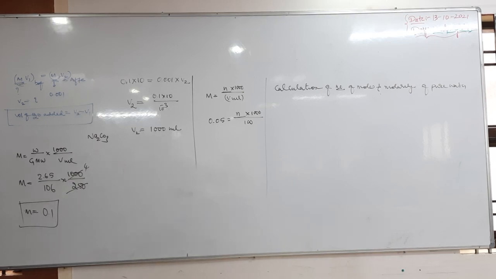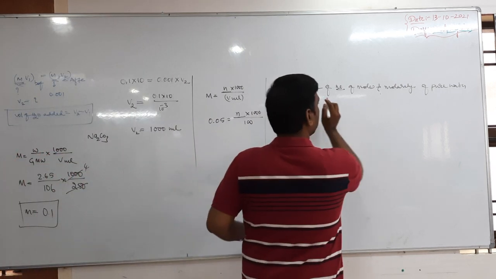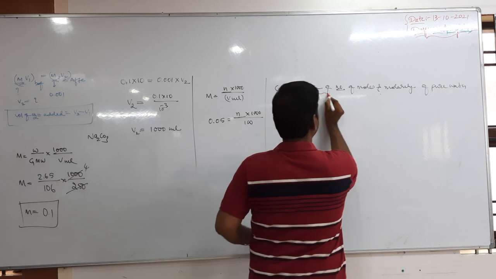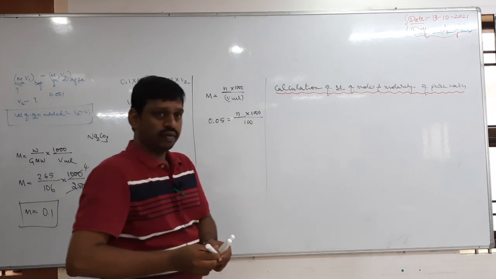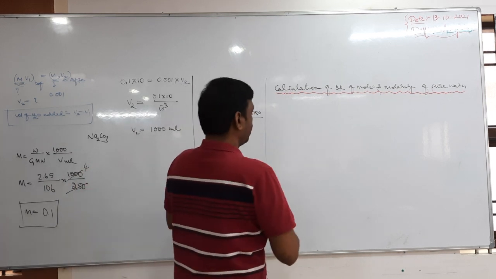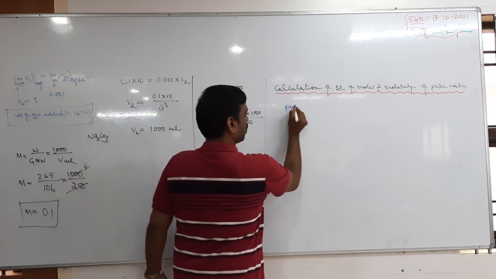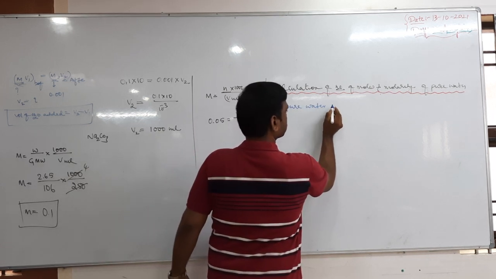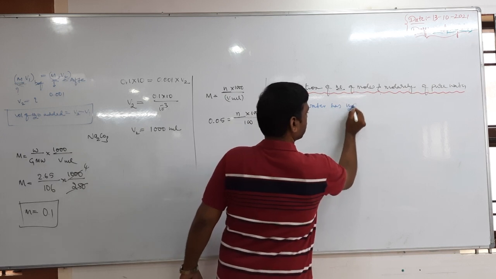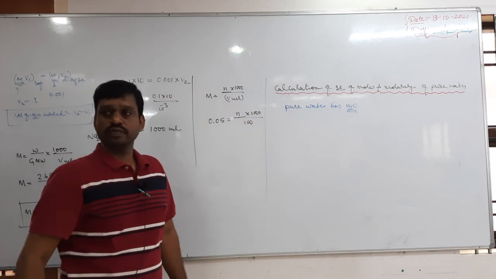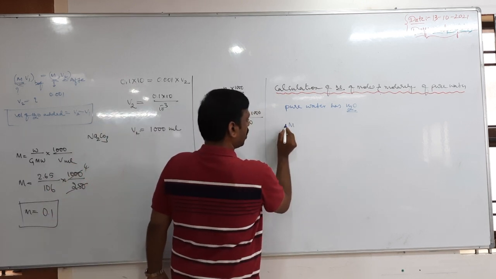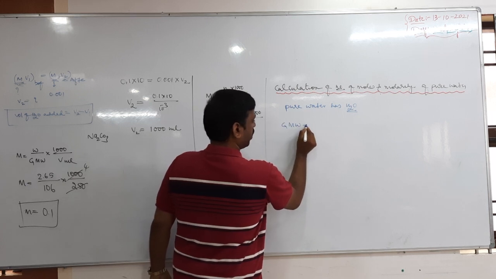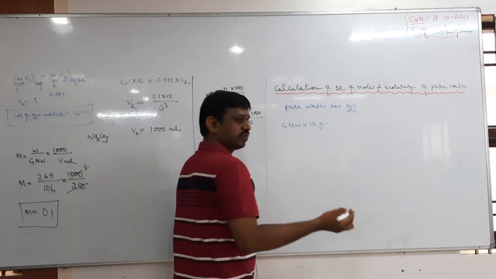Calculation of number of moles and molarity of pure water. Okay, tell me, we know that pure water has H2O, right? So what is its molecular weight? 18. Okay, so the gram molecular weight of pure water is 18 grams.